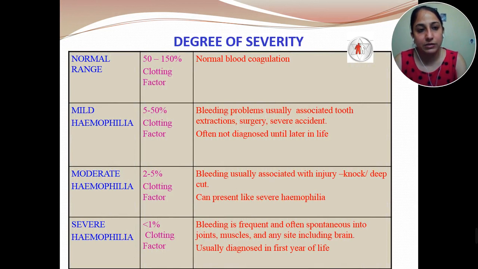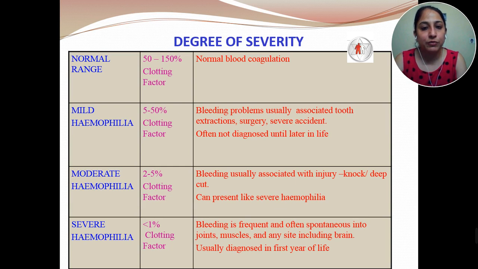It can be classified based on the degree of severity, that is normal range, mild, moderate and severe hemophilia. The normal range is 50 to 150% of clotting factor, in which normal blood coagulation can be seen. Mild hemophilia is 5 to 50% clotting factor, moderate hemophilia 2 to 5%, and in severe hemophilia there is less than 1% of the clotting factor.